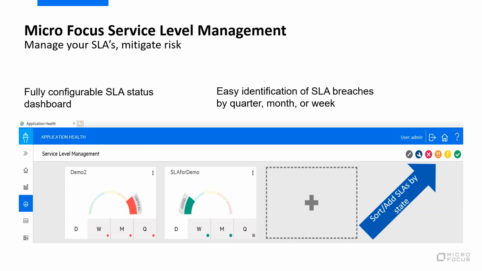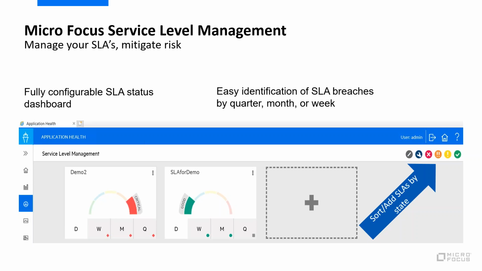We can also sort this dashboard based on the state of SLAs, what are the good SLAs and what are in critical state, which we need to address. All these things we can sort out based on the icons that are available on the right hand side. So we can see daily, weekly, monthly, and quarterly breaches, or what the status is right away in the daily one.